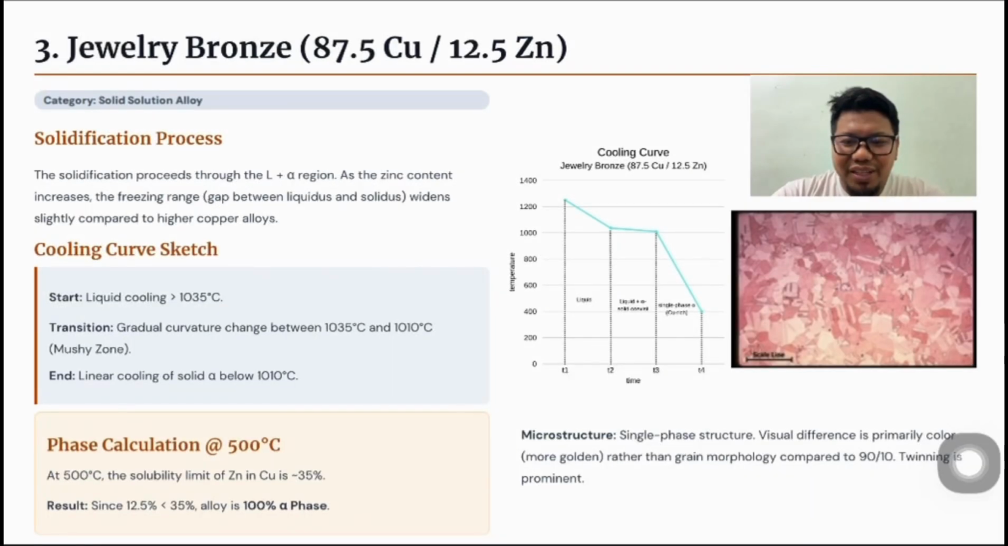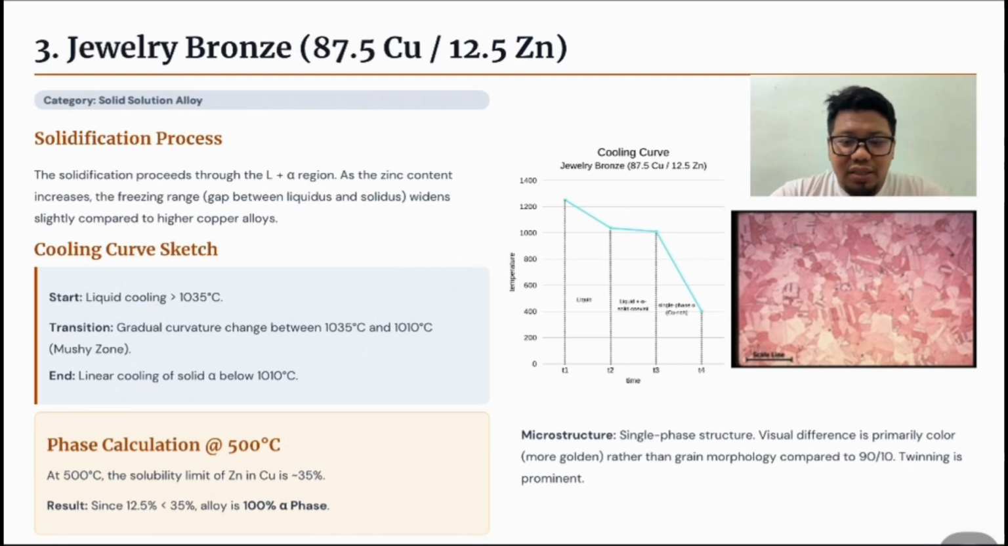Okay, this is jewelry bronze. It contains 87.5% copper and 12.5% zinc. We use this mostly for jewelry. Why? Because the high amount of copper gives it a beautiful golden color. It looks just like expensive gold, but it is much cheaper.